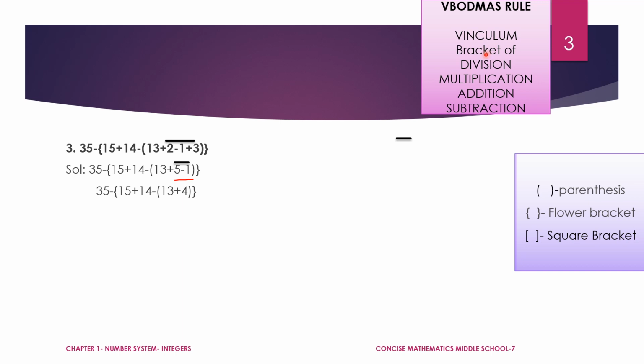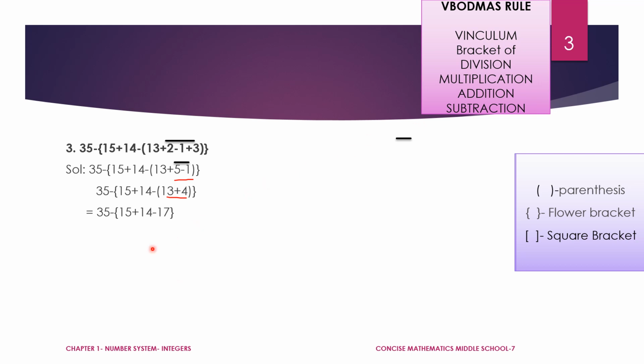Now bracket. Which bracket should be given the first preference? Parenthesis, that is this brace, 13 plus 4. So this should be done first. Even in this there is no division, no multiplication, only addition in this brace. So 13 plus 4 should be done. It will be 17, and as there is a minus outside this brace, I have just placed minus 17.